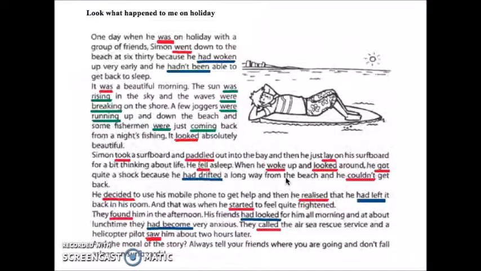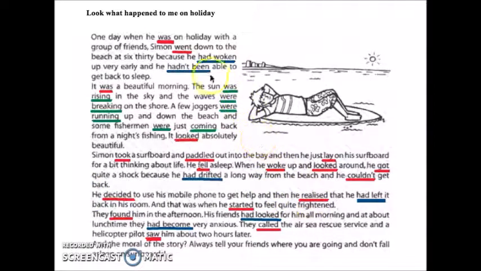And another example is a bit further down. Then he realized that he had left it. So the mobile phone. So he realized that he had left it back in his room. So in German again, bemerkte, dass es in seinem Zimmer vergessen hatte. So as you see, it's the same thing as in German. Good. So that's just a quick overview of the three tenses.